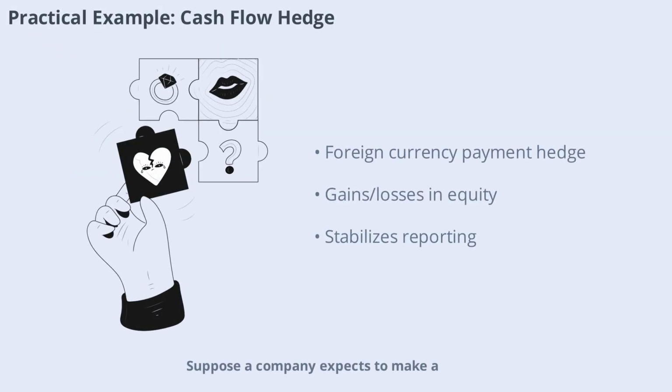Suppose a company expects to make a large foreign currency payment in the future. To hedge the risk of currency fluctuations, it enters into a forward contract.